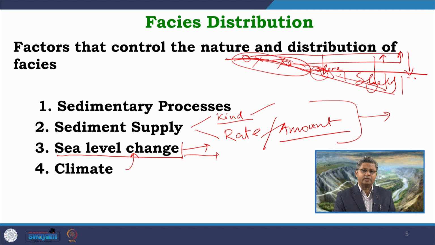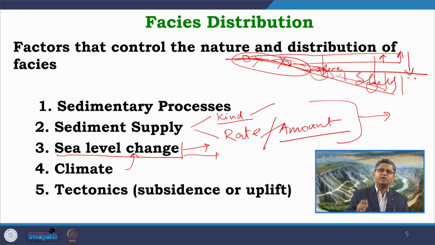And the last one is tectonics, where we are dealing with the subsidence or uplift of the basin or maybe the source area. Again, tectonics can have a local effect or a regional effect. There can be some local tectonics within that basin where the basin floor is going down or going up. That will control local sea level changes, the space available for the accumulation of sediments, and the depth of water in that particular basin.